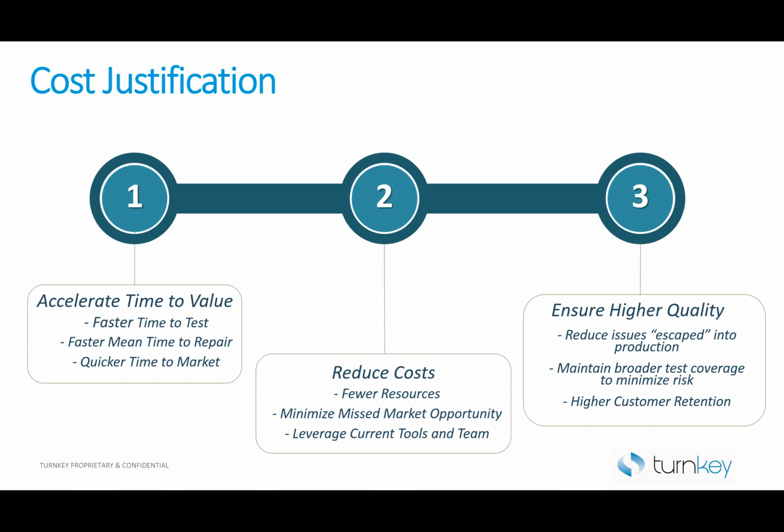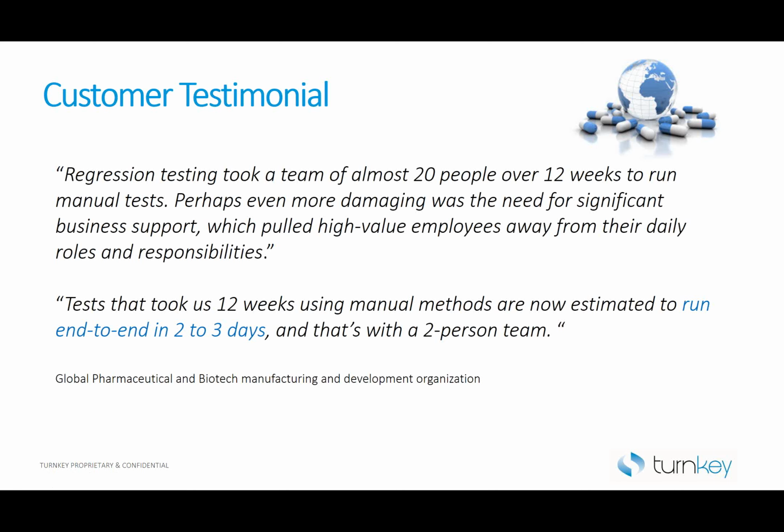follow the 5 steps. Just a couple of customer testimonials where this process has been implemented and works really well. This is a global pharmaceutical, biotech manufacturing, and software development organization. The quote here: regression testing took a team of almost 20 people over 12 weeks, typically, to run manual tests. So this was a sequential process. Perhaps even more damaging was the need for significant business support, pulling a business analyst, other people out of the business, high-value employees away from their daily roles and responsibilities. So the impact to the business went beyond simply the development and the QA organization.